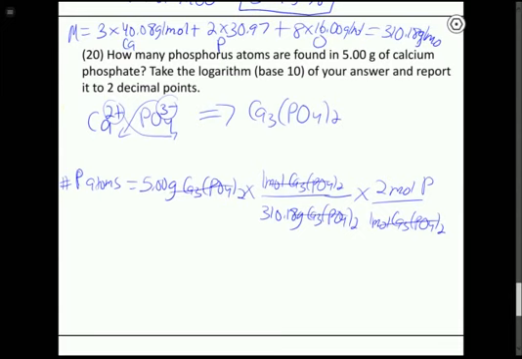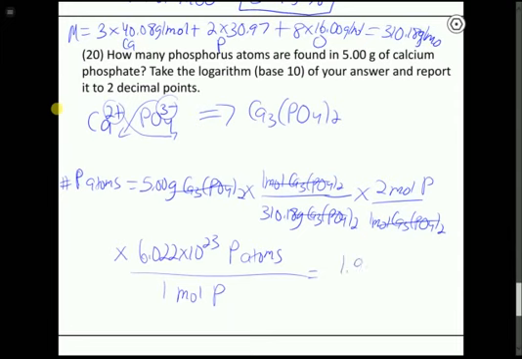Now we have moles of phosphorus, but we want to know how many total phosphorus atoms there are. And this is where we use Avogadro's number, 6.02 times 10 to the 23rd. So this tells us that there are 6.022 times 10 to the 23rd units per mole. Here we're talking about phosphorus, so that'll tell us that there's that many phosphorus atoms in 1 mole of phosphorus. And so we multiply this out, we get 1.94 times 10 to the 22nd phosphorus atoms.